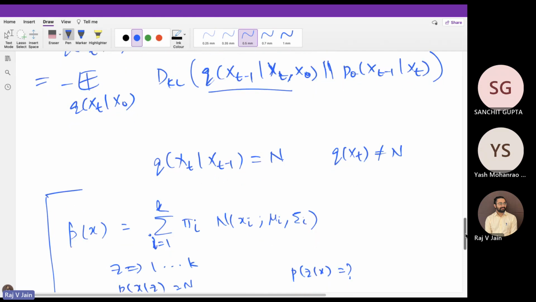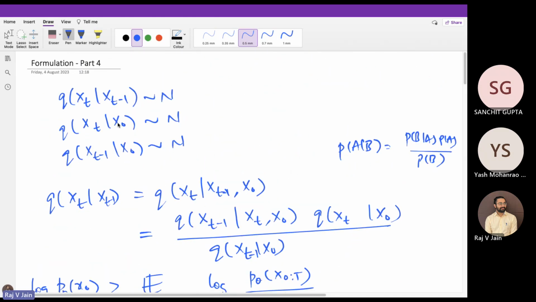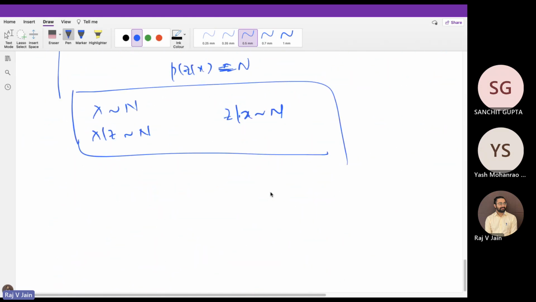But what all other information do we have? One thing that we have is xt given xt minus 1 is Gaussian, that we know. What else information do we have which can hopefully help us understand where to go with this? This is Gaussian, this is Gaussian, this is Gaussian. Now the issue is whether this one is Gaussian. This is what we're trying to ask. So now let's bring that back here.